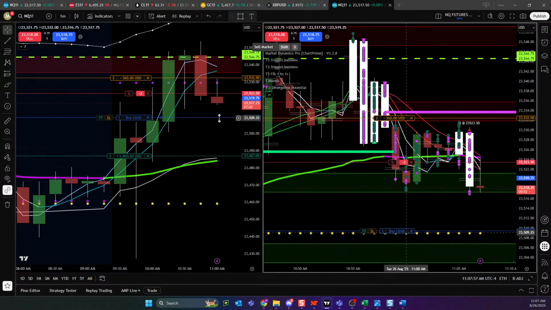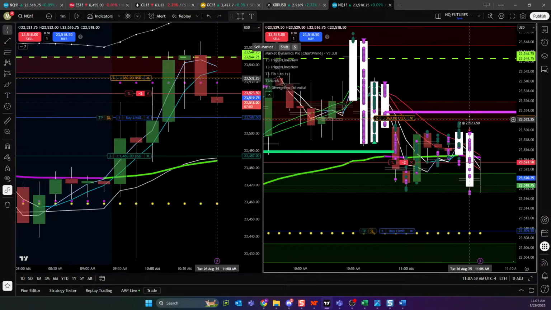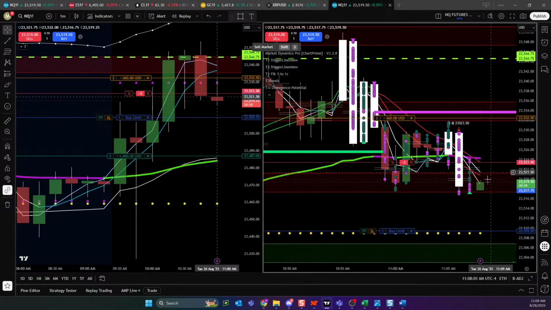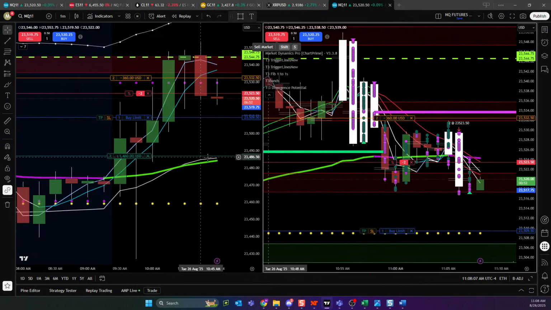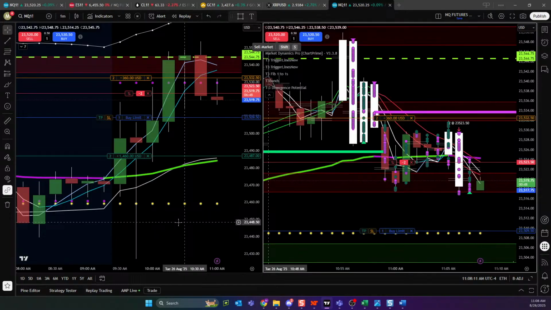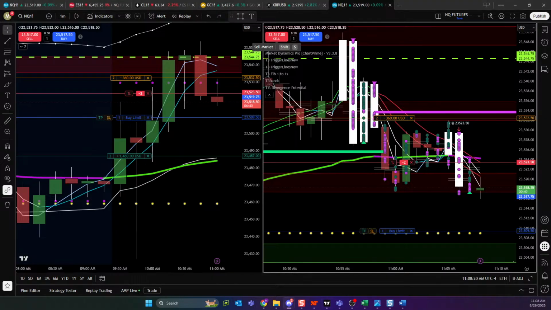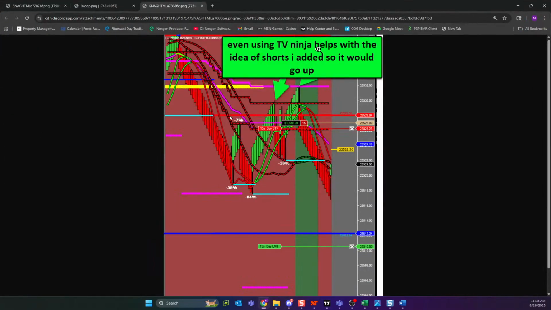So guys, the correct entry was the pullback. And it's still going down, right? And if we get lower than 17, if we get through that zone, that's when the market is more likely to start dropping. That's when we have some room to get to where we want to be. Any questions? And even using TV, NinjaTrader helps with the idea shorts. So John added on. Nicely done, John.